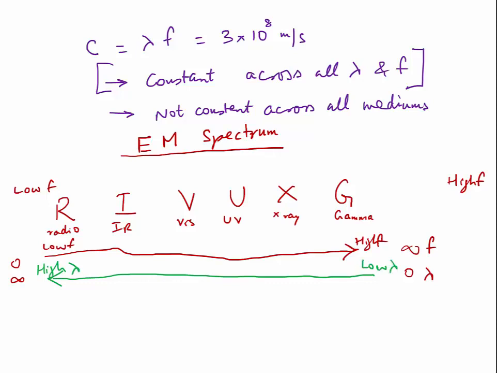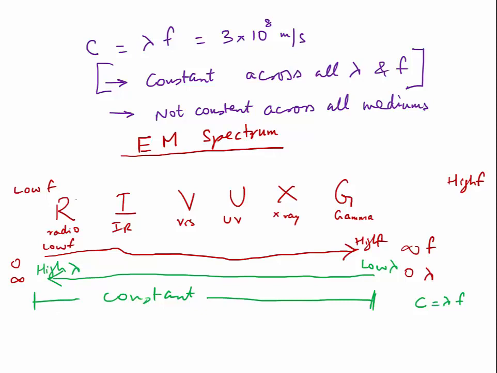You remember that the product of the two is a constant. Lambda times f is c. c is a constant. So as lambda goes up, frequency has to go down, so they have to go in reverse directions. The speed of light, which is equal to the product of the two, is a constant. It doesn't increase one way or another. Radio waves travel exactly at the same speed as infrared waves, visible waves, ultraviolet, gamma rays, or X-rays. It doesn't matter which flavor it is. They're all traveling at the same speed.